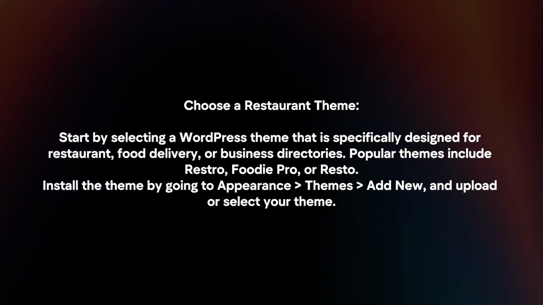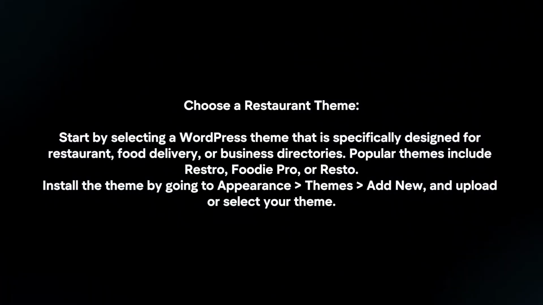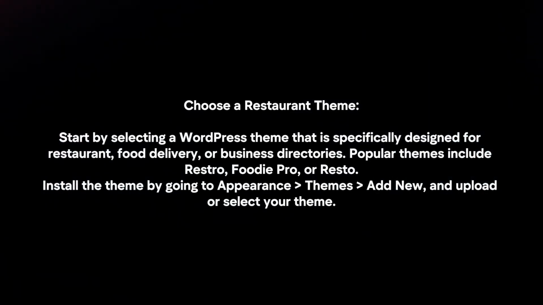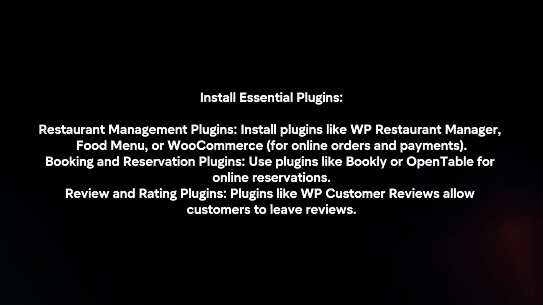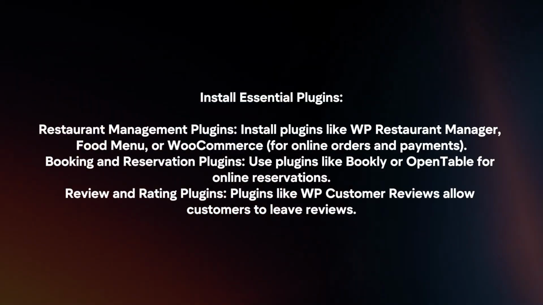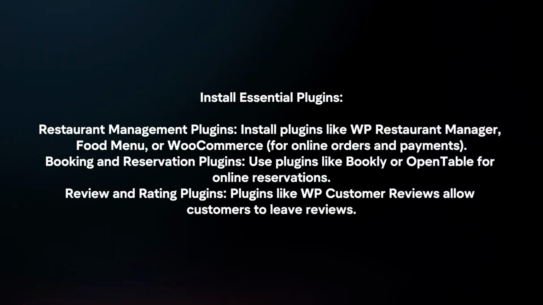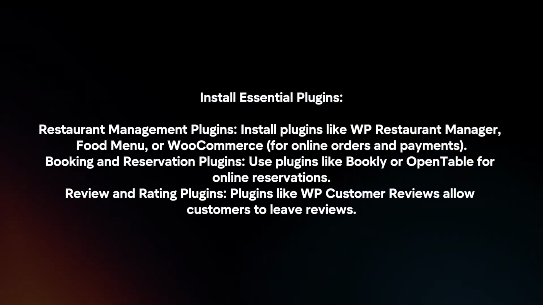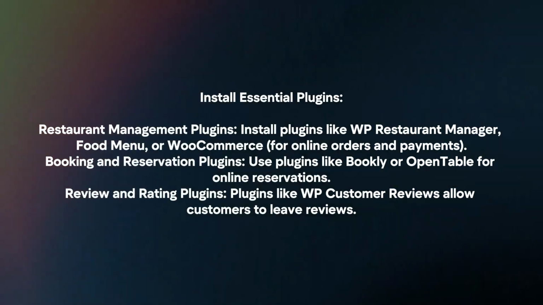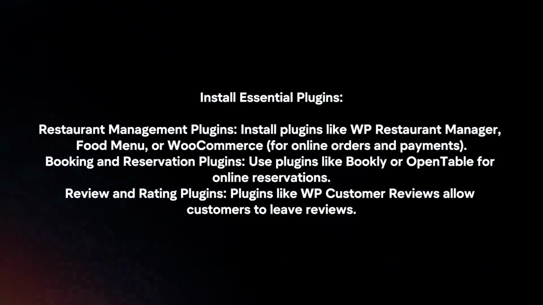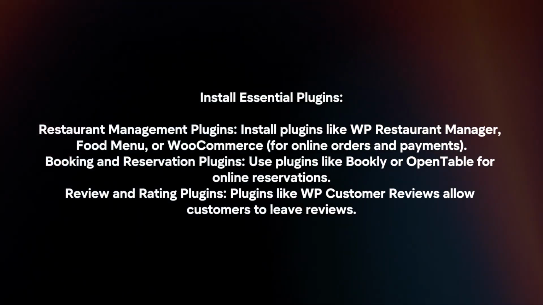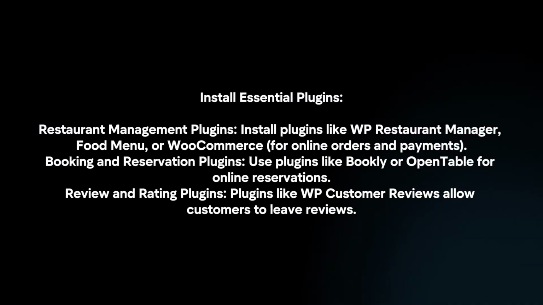Install the theme by going to Appearance, Themes, Add New, and upload or select your theme. Install essential plugins. Restaurant management plugins. Install plugins like WP Restaurant Manager, Food Menu, or WooCommerce. Booking and reservation plugins. Use plugins like Bookly or OpenTable for online reservations. Review and rating plugins. Plugins like WP Customer Reviews allow customers to leave reviews.